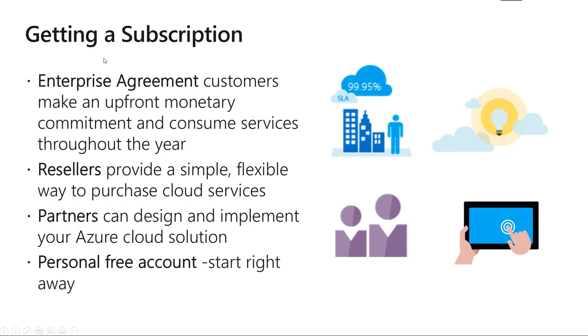So how do you get a subscription? There are several ways: enterprise agreement, reseller, Microsoft partners, and a personal free account. Any enterprise agreement customer can add Azure to their agreement by making an upfront monetary commitment to Azure. That commitment is consumed throughout the year by using any combination of the wide variety of cloud services Azure offers from a global data center, with a 99.9 percent monthly SLA.